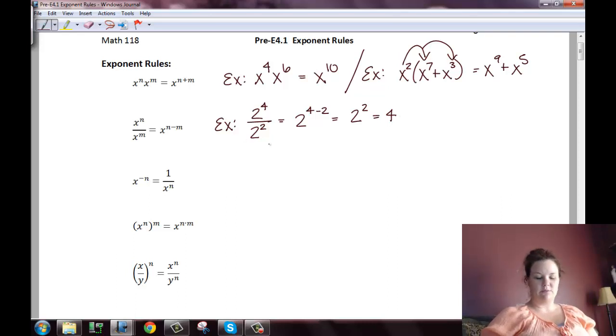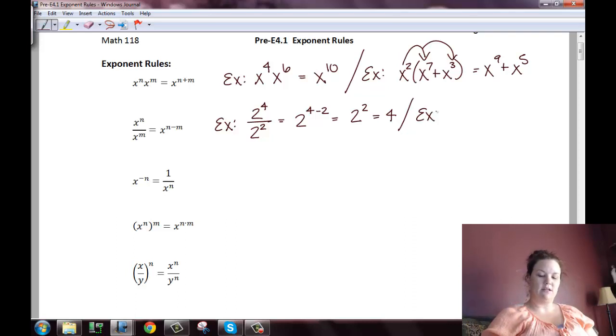And this makes sense. You don't have to write this part, but really this is saying we have 4 copies of a 2 over 2 copies of a 2. So notice we would be able to reduce 2 of them, and we would end up with those 2 copies. Okay. The same is true if you're subtracting, and the larger one's on the top.